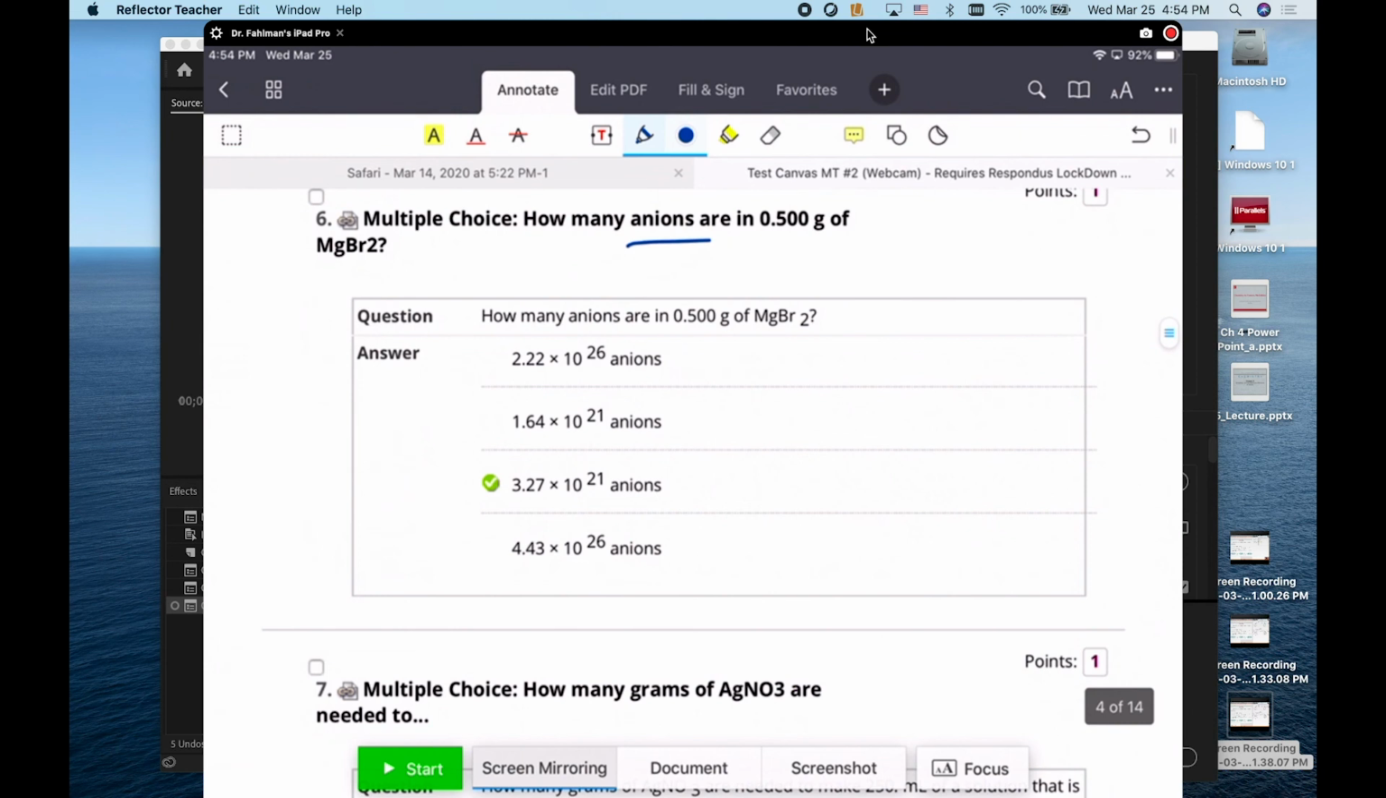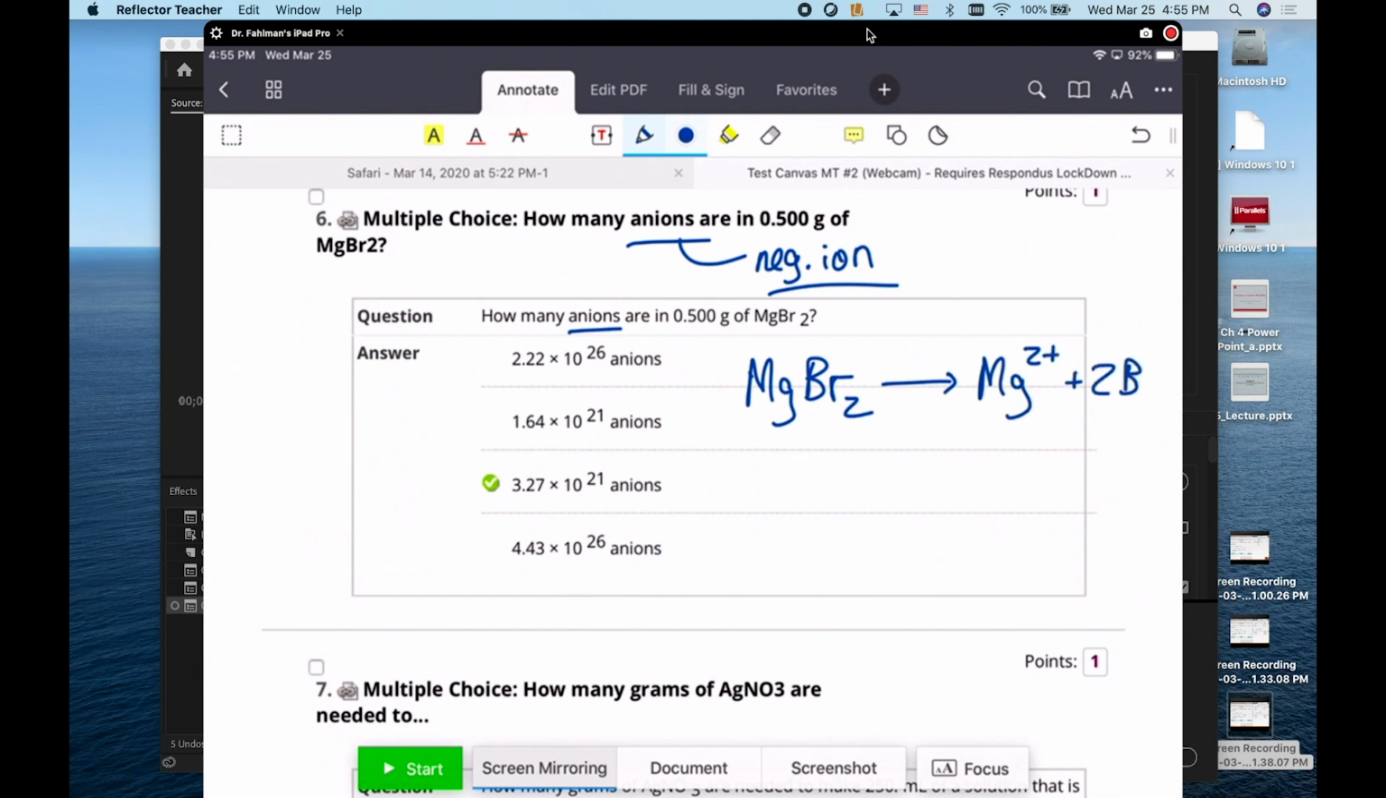How many anions are in that many? Okay, so anion means the negative charged ion. Okay, so MgBr2, you can think about it like that. You know, like remember the question I had on the practice midterm in your last homework assignment. So for every one of these, you're getting 2 ions.